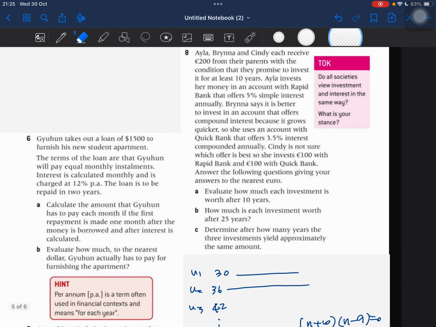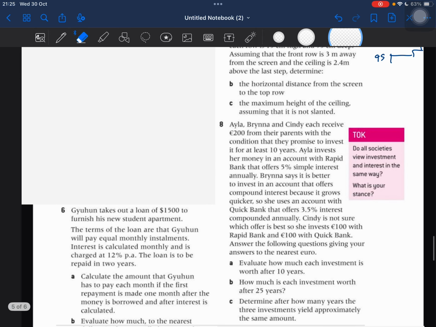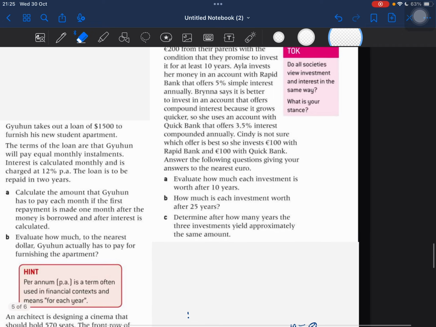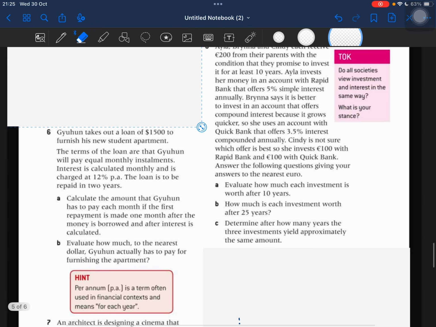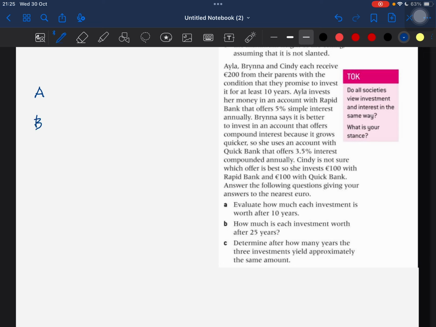Alia, Bruna and Cindy each received 200 pounds from their parents, with the condition they promised to invest it for at least 10 years. Alia invested her money in an account with Rapid Bank that offers 5% simple interest annually. Simple interest is an arithmetic sequence. Compound interest is a geometric sequence, most probably. An account with Quick Bank offers 3.5%. Okay, so this has too much information. So A, B, C.